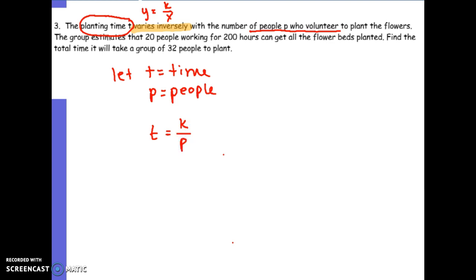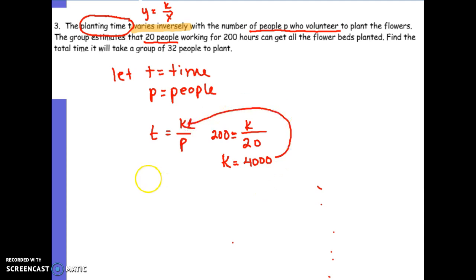The group estimates that 20 people working for 200 hours. So our time would be 200, and we're trying to find our k. So 200 hours is equal to k divided by 20. If we multiply both sides by 20, we end up with k equal to 4,000. We plug it back into the equation, and time is equal to 4,000 divided by the number of people.